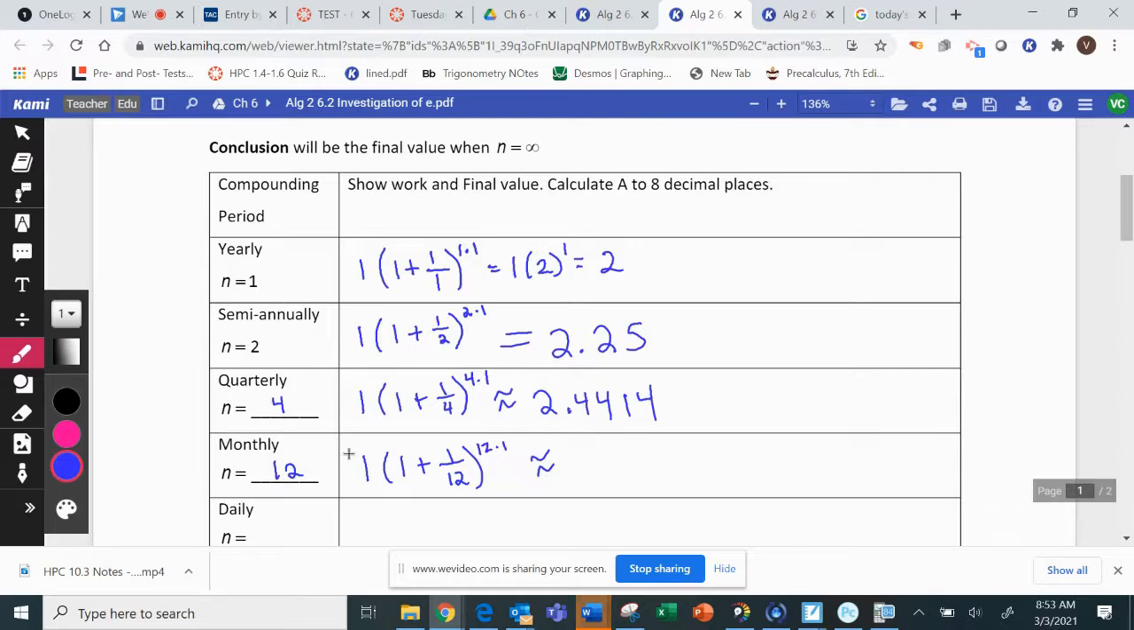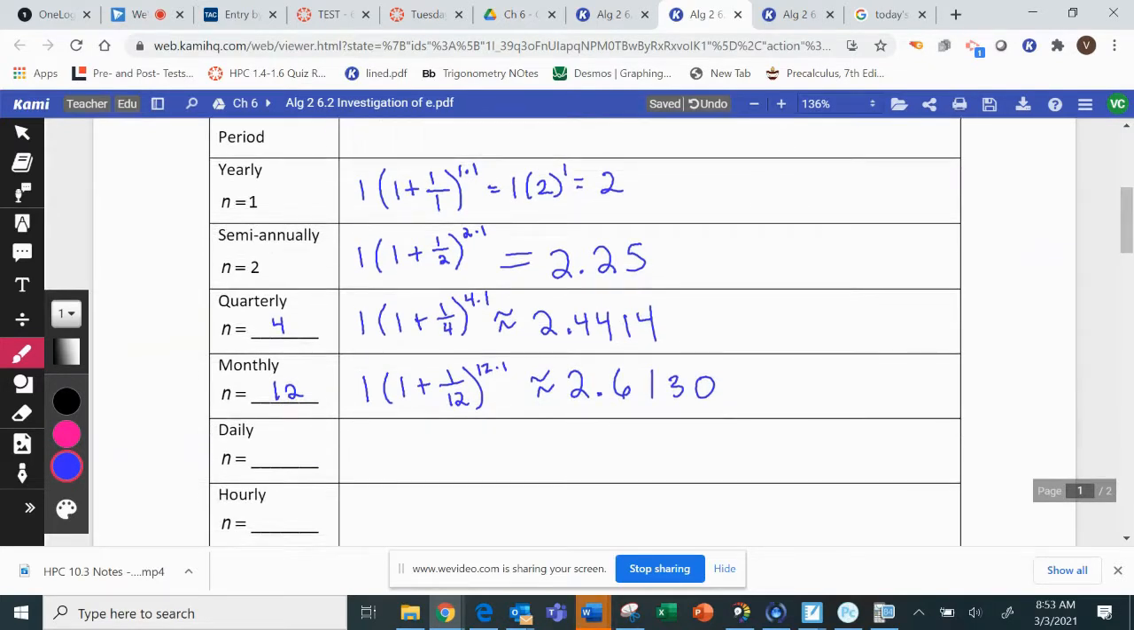Evody, can you tell me the number? 30. Yeah, 4 decimals. Okay. So daily, n is 365. So we're going to do 1 plus 1 over 365 to the 365 times 1. Ari, did you do that one? Good. 2.7146.